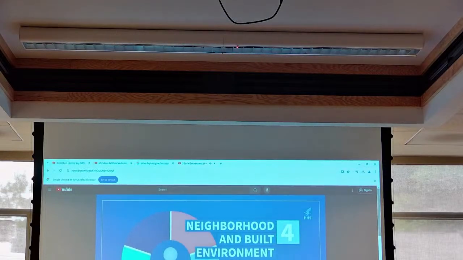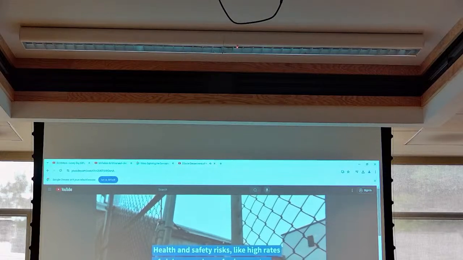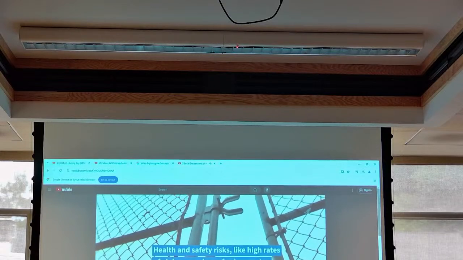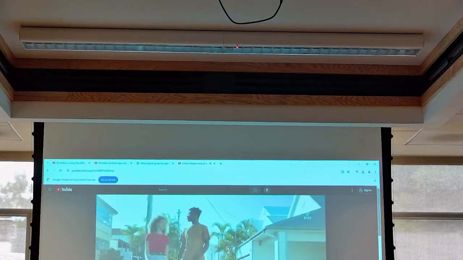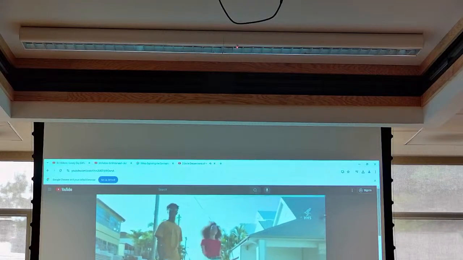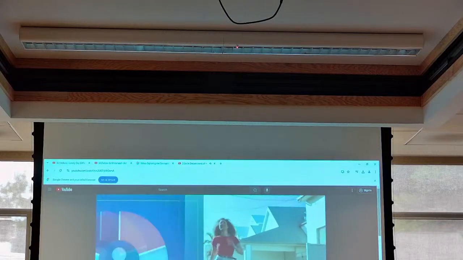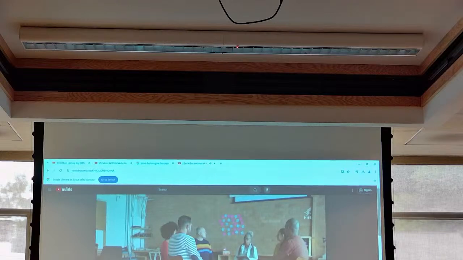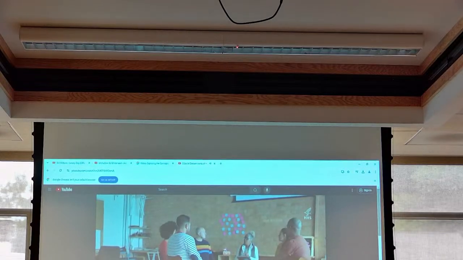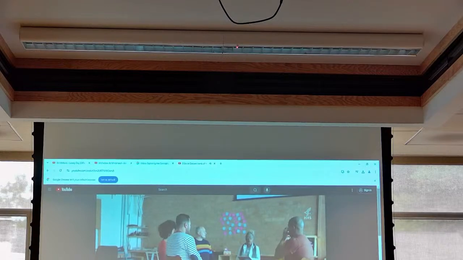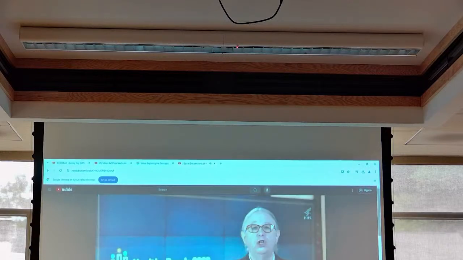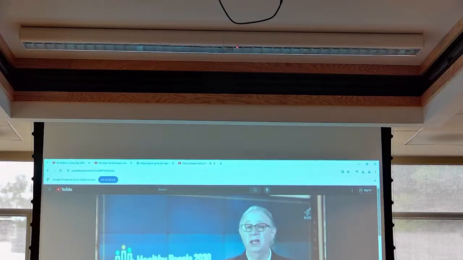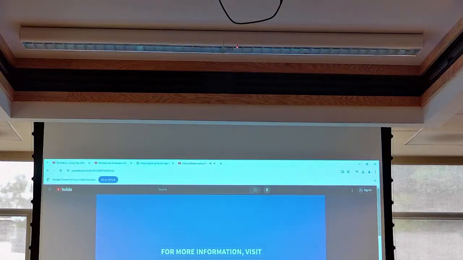Fourth, neighborhood and built environment. Health and safety risks, like high rates of violence and unsafe air or water, impact health and quality of life. By creating safe communities, we can provide opportunities to promote playing and physical activity. And fifth, social and community context. Increasing relationships and interactions with family, friends, neighbors, and community members is beneficial to an individual's health and well-being. To learn more and see how others are working to address the social determinants of health across the nation, please visit healthypeople.gov.